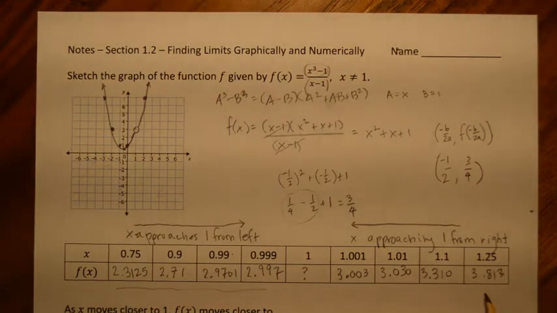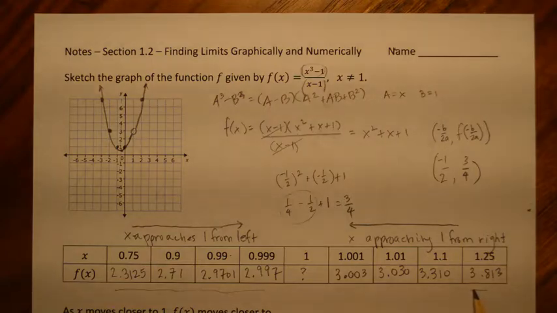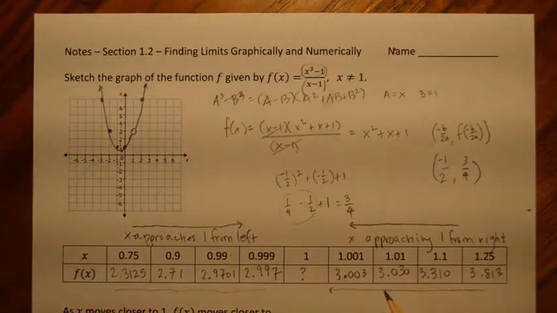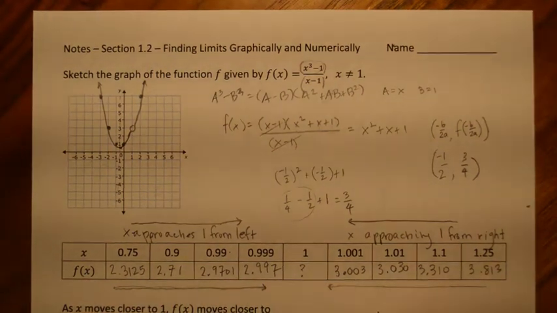All right, we see the same thing here. As we come in from the right, x values higher than 1, we see the y value now decreasing: 3.8, 3.3, 3.0, 3.003. But again, what it is doing is the same thing that it's doing as we come in from the left, and that is it is approaching 3. It's getting closer and closer to 3.